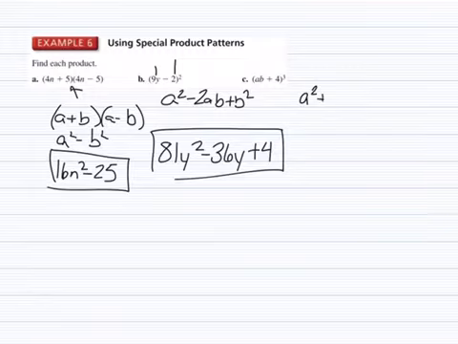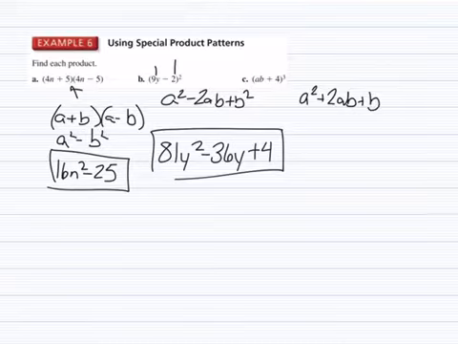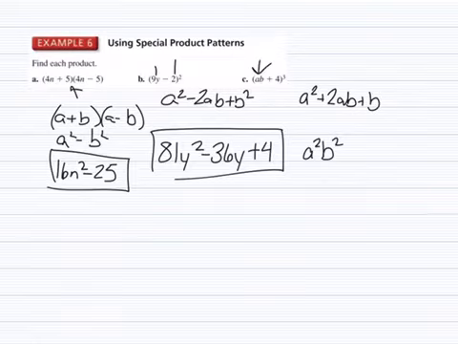It's going to be A squared plus 2AB plus B squared. My A in this scenario is AB. So AB squared would be A squared B squared. You square both terms. And then 2 times AB times B is going to be plus 8AB.